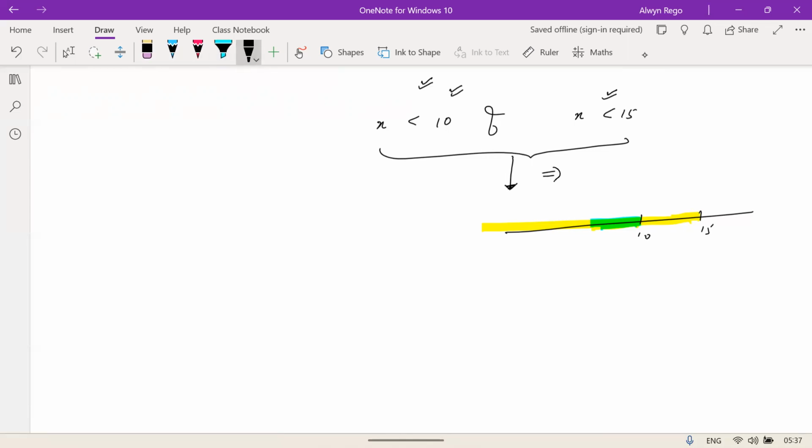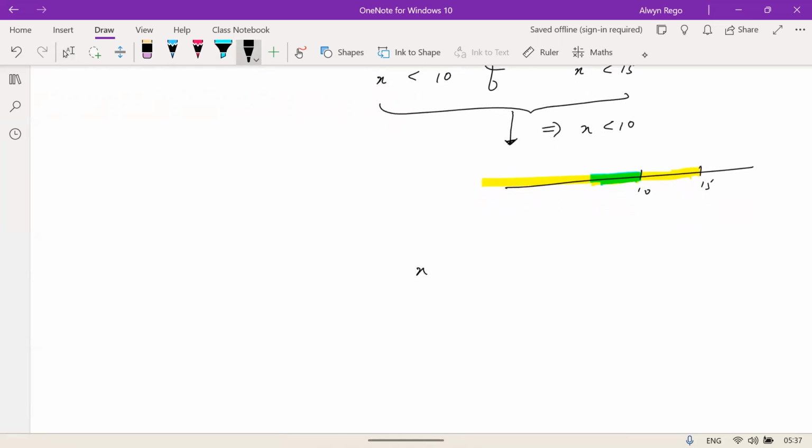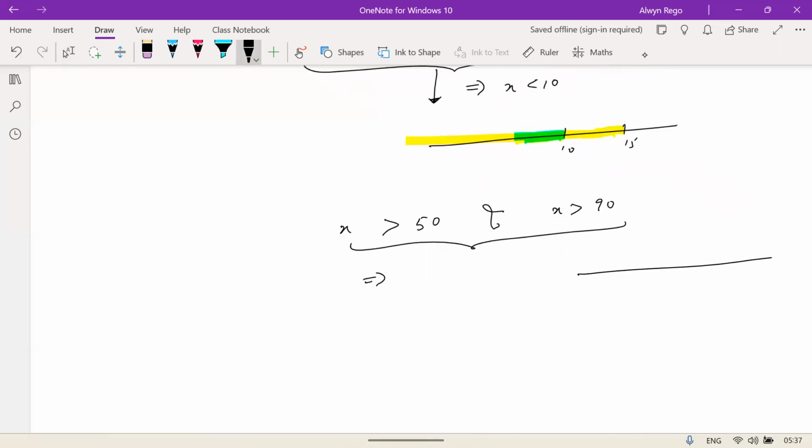So this will force you to have the conclusion that x is less than 10, because whenever x is less than 10, you actually satisfy the other condition, namely x is less than 15. So suppose you have x is more than 50, and the given thing is also x is more than, let's say, 90. What should the value of x be? If you are to agree with both the conditions, then you have this 50 and this 90.